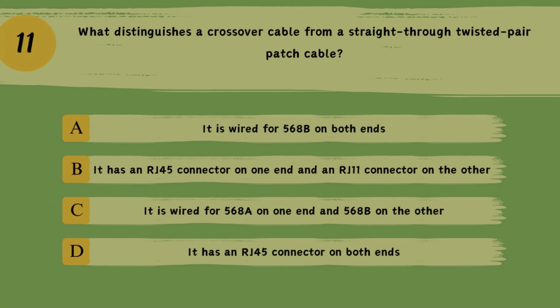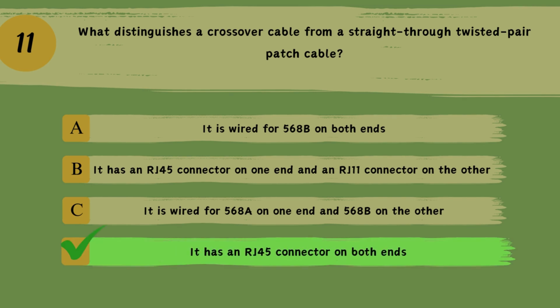Question 11. What distinguishes a crossover cable from a straight-through twisted pair patch cable? A. It is wired for 568B on both ends. B. It has an RJ45 connector on one end and an RJ11 connector on the other. C. It is wired for 568A on one end and 568B on the other. D. It has an RJ45 connector on both ends.